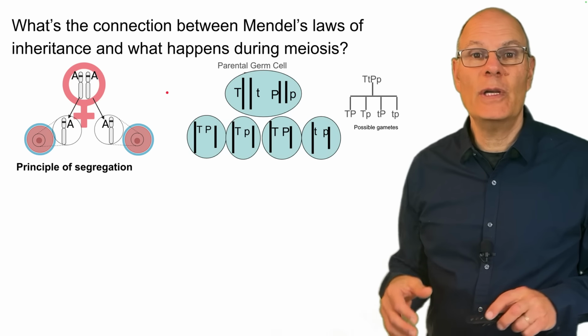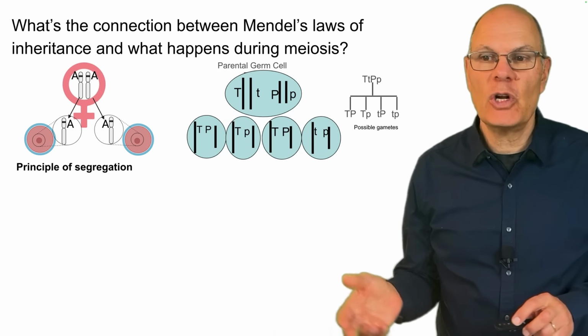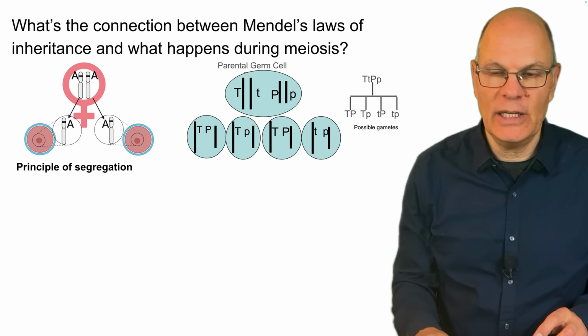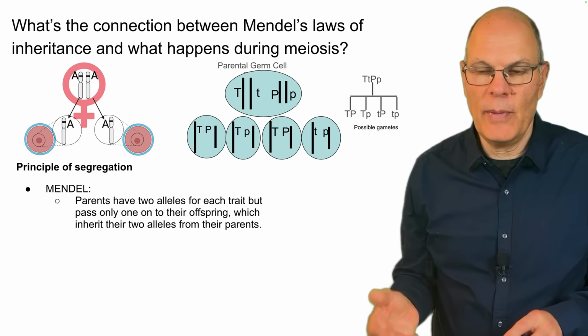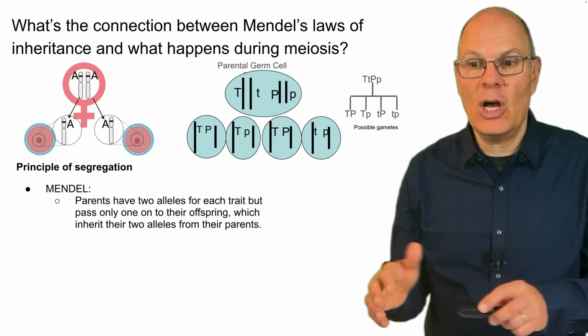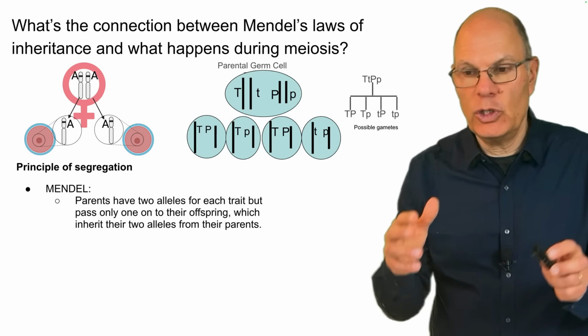What's the connection between Mendel's laws of inheritance and what happens during meiosis? We've just articulated Mendel's 2 laws, the principle of segregation and the principle of independent assortment. The principle of segregation, according to Mendel, says that parents have 2 alleles for each trait, but pass on only one to their offspring, which inherit their 2 alleles from 2 separate parents.